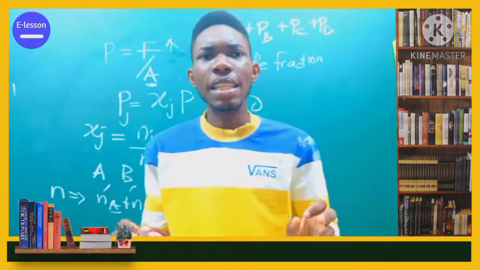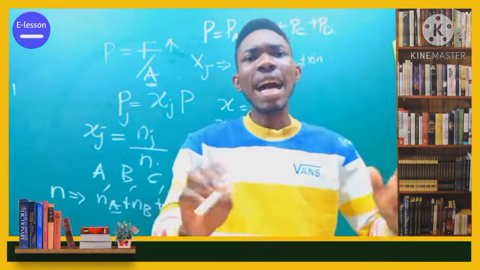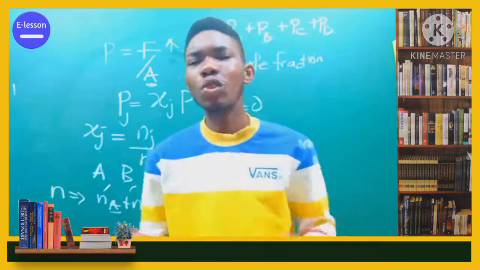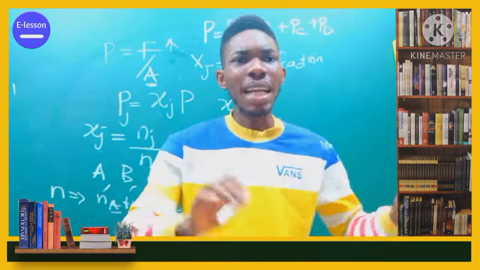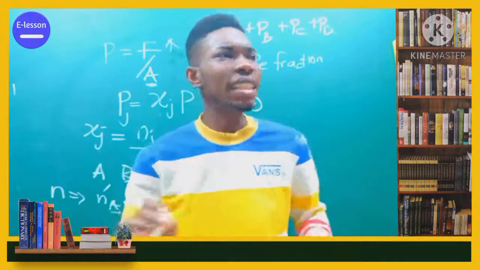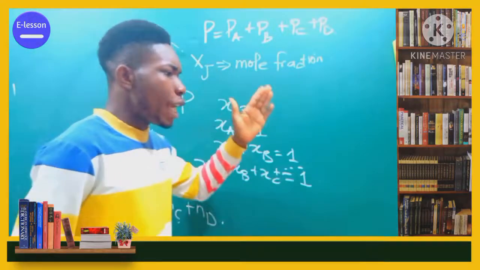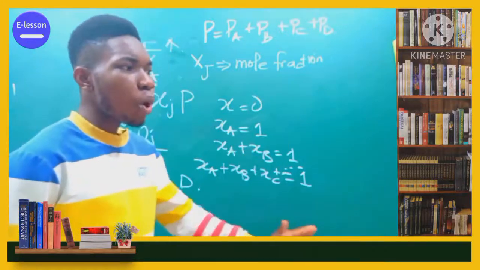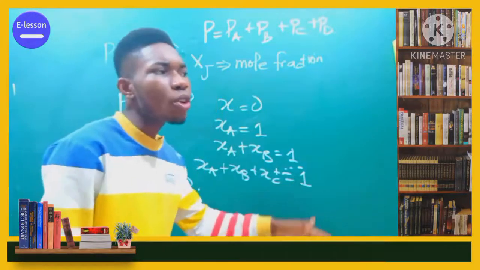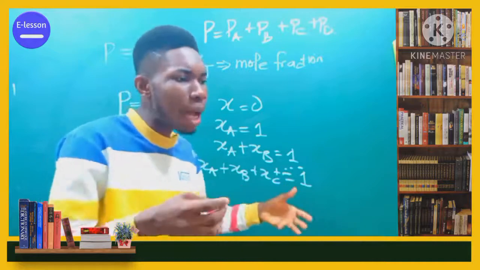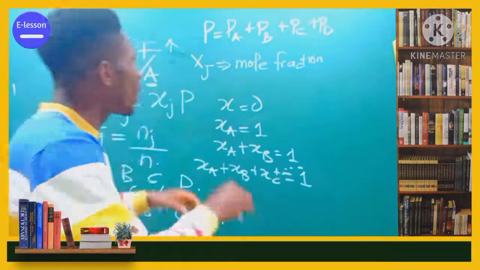Or let me take it again. The partial pressure exerted by a gas in a mixture of gases is equal to the pressure that that gas will exert if it's standing alone. You're cooking Indomie in the whole step. The Indomie you have is what you will have if you don't bring your Indomie and mix it with other people's own. Same thing is applicable here.